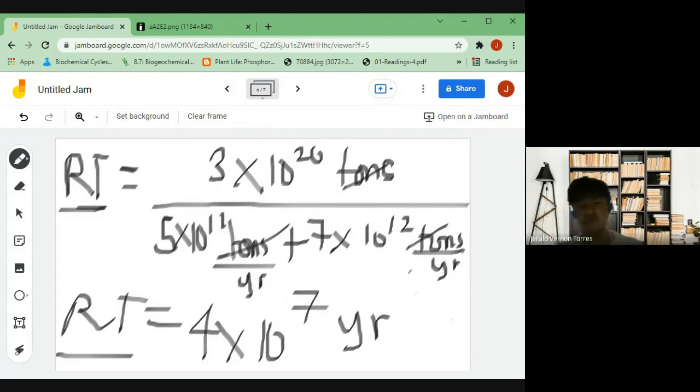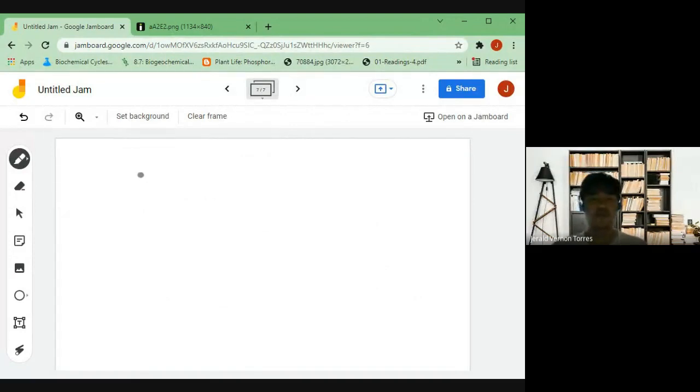Tama to, Sean. This is correct. So meaning it would take 4 times 10 raised to 7 years, no? Plus, para mag-stay yung nitrogen sa atmosphere. And ano masasabi mo, Sean? Mahaba or maikli yung residence time niya? Mahaba, sir. Mahaba, matagal, di ba? It would almost be ilang millions yan.